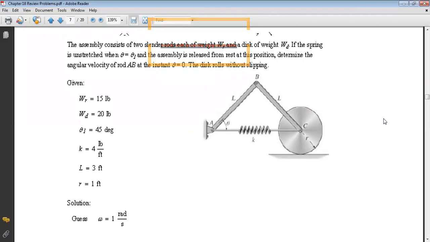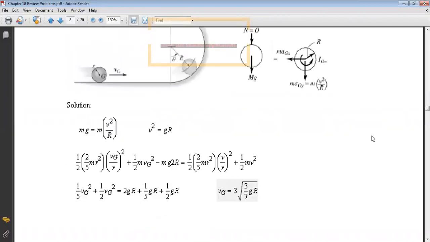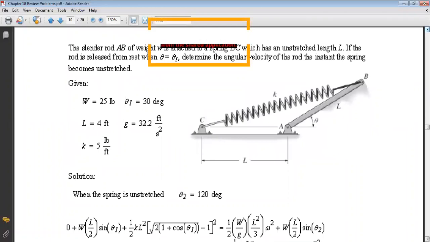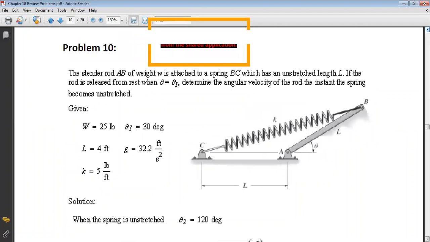In exercise 10. Yes, they also used the IC method, so there was no velocity for the point, because AB is rotating about A, which is a fixed point. So you can write the kinetic energy of AB: it has inertia of AB about A, which is m l squared over 3, times omega squared. Okay.